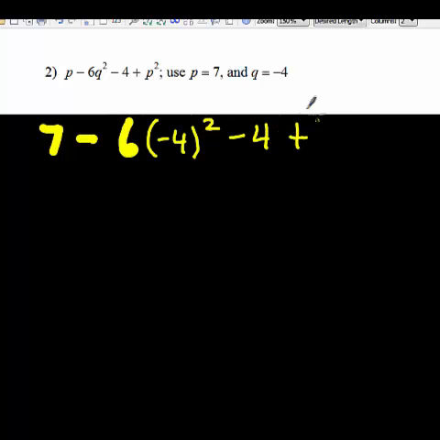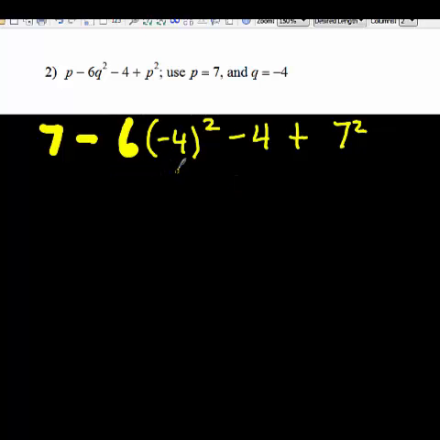All right, for number 2, same exact thing. Put your letters in. Make sure you keep your signs and just put the value of the letter in for each one. So that first one would be 7, and then minus 6 times Q. Q is -4, and then that's squared, minus 4 plus P squared. That would be 7 squared.